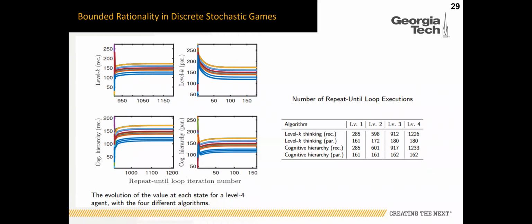Okay, so here on the left, you see they repeat until loop iteration number. I want you to see that this is a comparison of level K thinking and cognitive hierarchy in the recursive and parallel structure. As you can expect, the parallel is faster, but of course we have to pay a price for the convergence. And this is just the evolution of one level, level 4, I think.